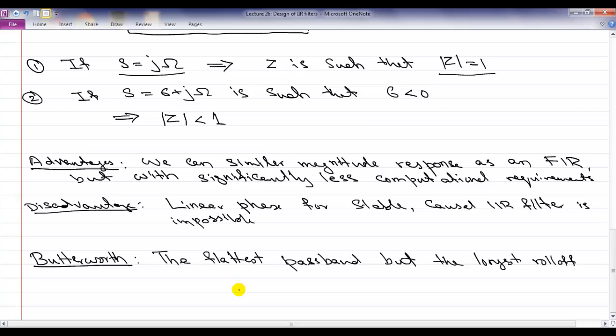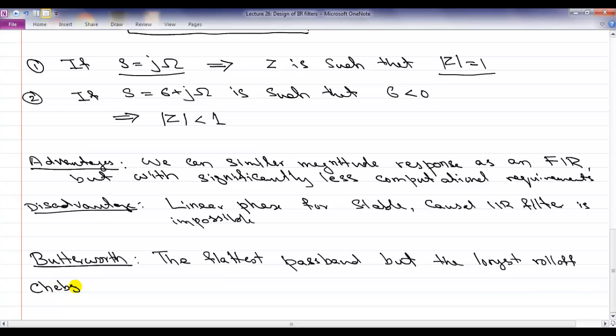Okay? So depending upon what you prefer in your application, if your preference is you don't want any ripples, then you want to pick Butterworth filter. The way you basically take care of the roll-off is you have to use more computational resources. The order of your filter has to increase. The number of poles and zeros that you need has to increase. Okay?